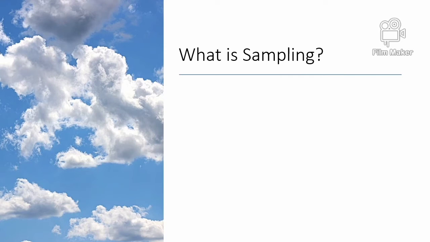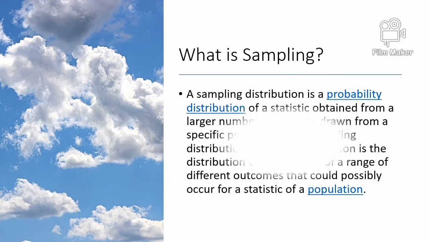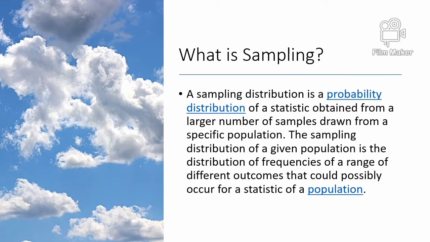What is a sampling distribution? A sampling distribution is a probability distribution of statistics obtained from a larger number of samples drawn from a specific population. The sampling distribution of a given population is a distribution of frequency of a range of different outcomes that could possibly occur for statistics of a population.